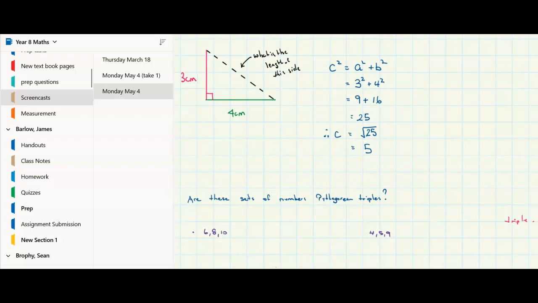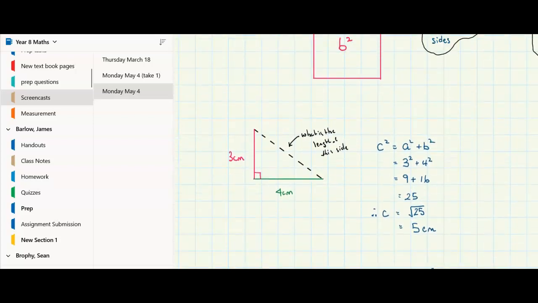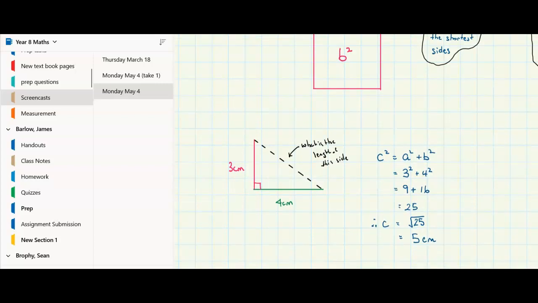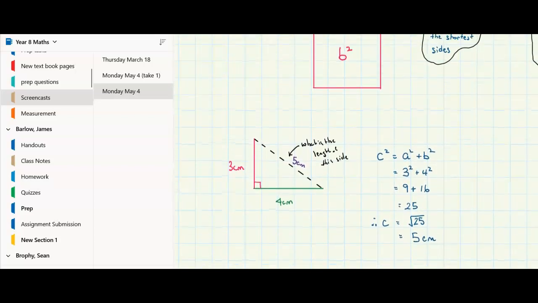So c is equal to 5 centimeters by Pythagoras' theorem. Wow, this is fantastic. So we have this 3, 4, 5 centimeter right angle triangle. And I want to introduce another term to you now. 3, 4, and 5, because they form a right angle triangle, are what we call a Pythagorean triple.